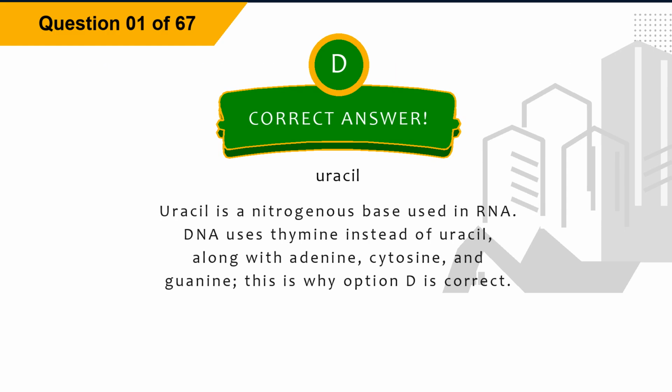Explanation. Uracil is a nitrogenous base used in RNA. DNA uses thymine instead of uracil, along with adenine, cytosine, and guanine. This is why option D is correct.